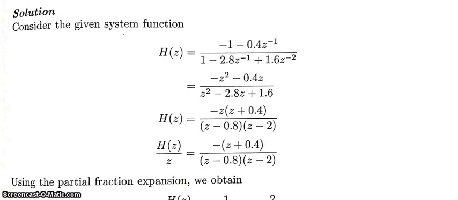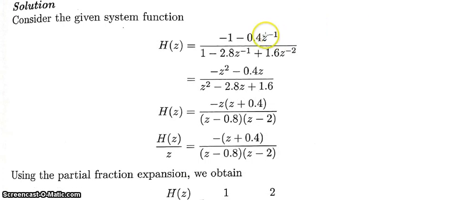First we will consider H of Z, and on multiplying numerator and denominator by Z square we get it in this form. From the numerator we can take a Z outside. In order to obtain the partial fraction expansion, H of Z first has to be expressed in proper function form. This is an improper fraction because the numerator and denominator are both of the same degree. So here we have already taken a Z outside the numerator, and this Z is taken to the denominator.